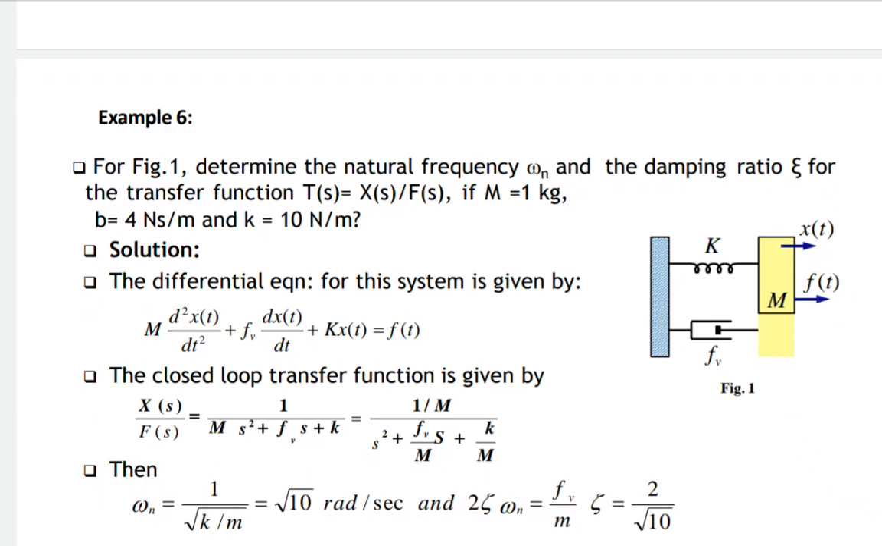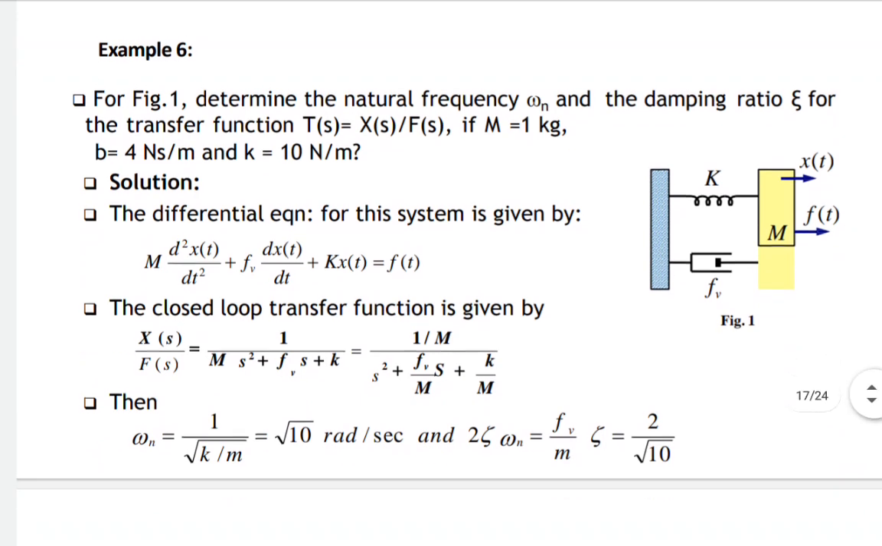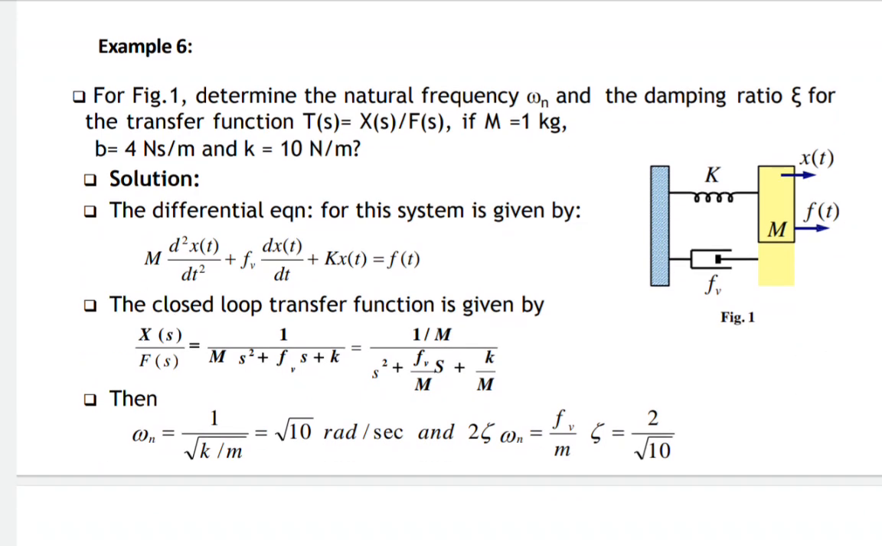After applying Laplace transform on the above differential equation with zero initial conditions, because we need to generate the transfer function, that generates X(s)/F(s) = 1 / (m s² + fv s + k). Again I can arrange it with numerator and denominator as (1/m) / (s² + (fv/m) s + k/m).